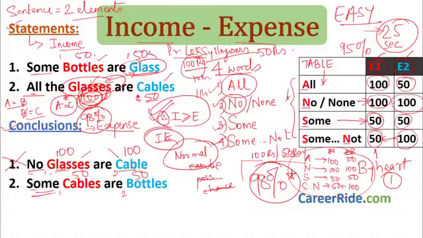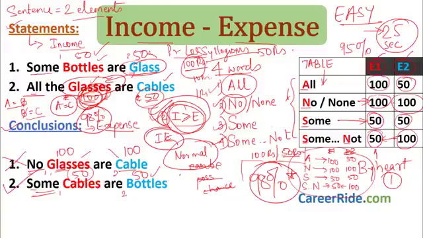Okay, now we have bottles over here, we have cables over here. Income of bottles is 50. Okay, and over here in conclusion, expenditure of bottle is 50. This condition gets satisfied, income greater than or equal to expenditure. Okay, next, cables income is 50. In conclusion, cables expenditure is 50. Income is equal to expenditure, condition satisfied. So this is a valid conclusion. Okay, only the second conclusion follows.